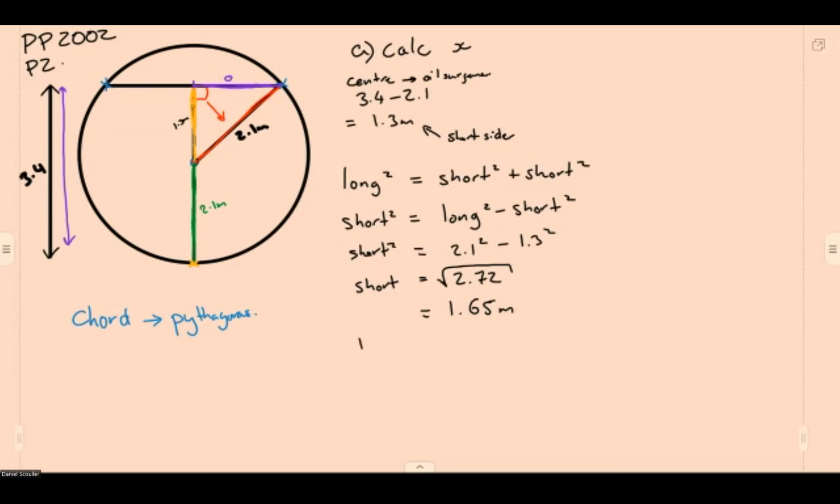Now, full length of chord is equal to 1.65 times 2, which is your 3.3 meters. So that's your x, the full length of the chord. That's your x they ask for in the question.